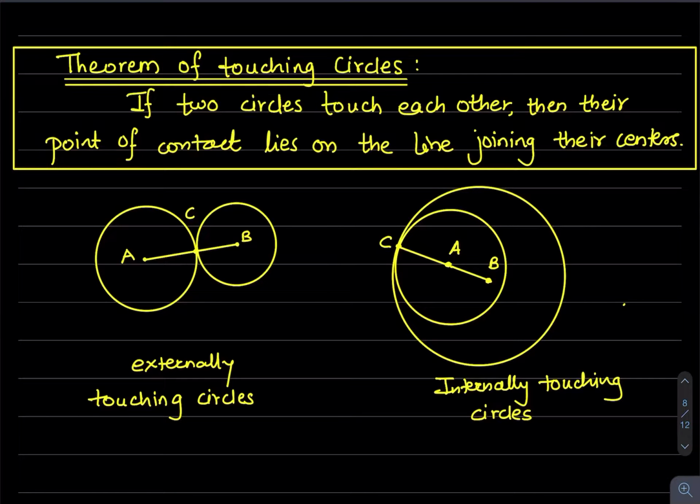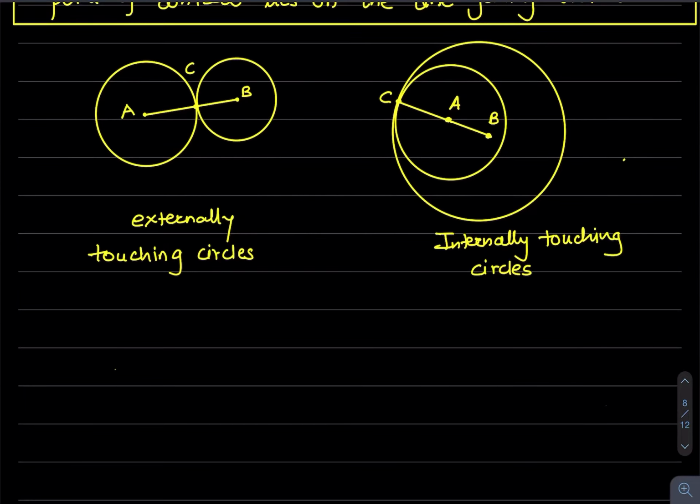So what this theorem says is that the point of touching, the common point of two circles, and their centers lie on the same line, that is, these 3 points A, C and B are collinear points. Same condition is here. Point of contact C, the center of the small circle A, and B is the center of the bigger circle. So these 3 points are collinear. Then we will see some problems.